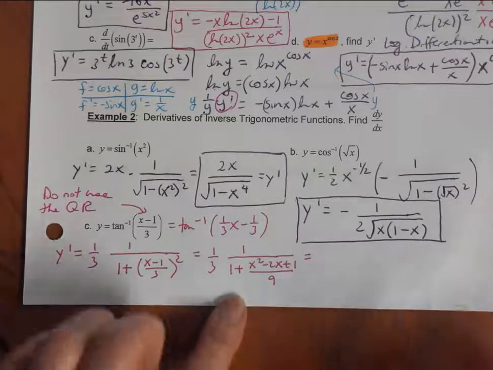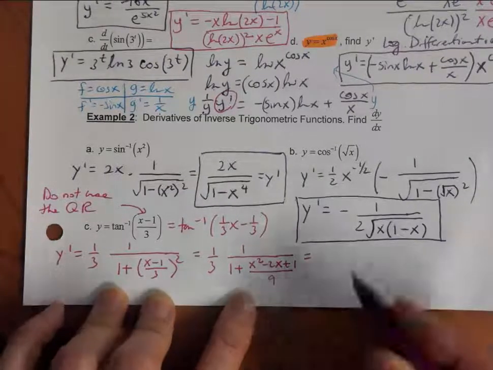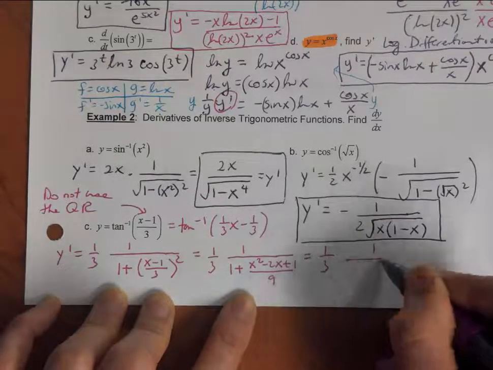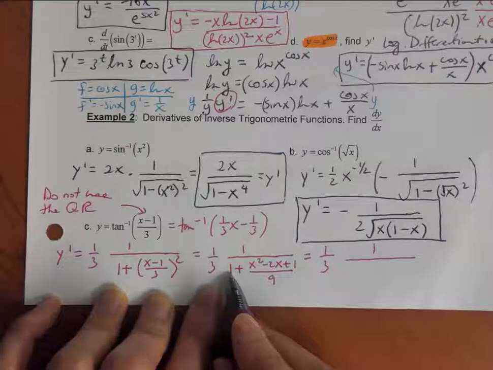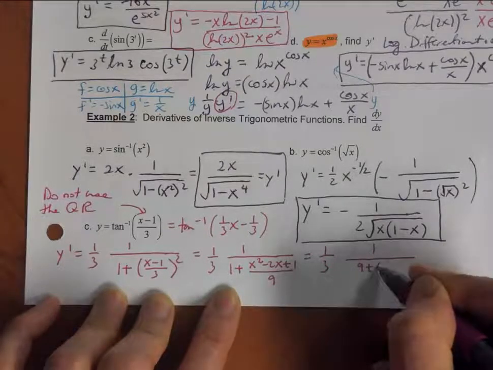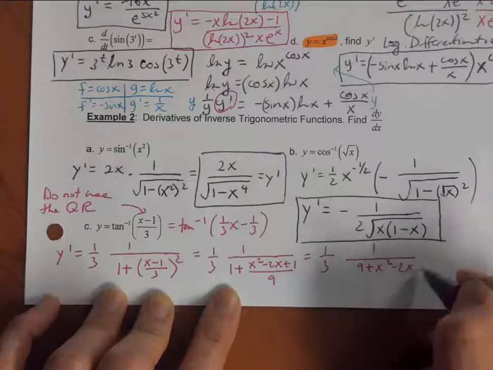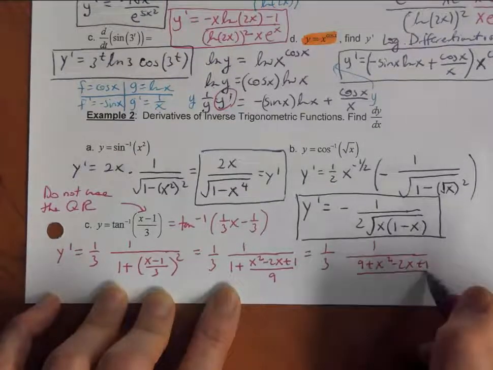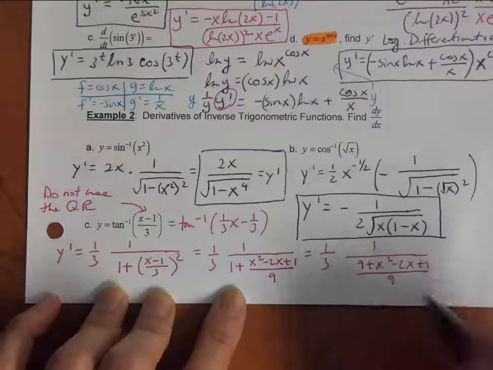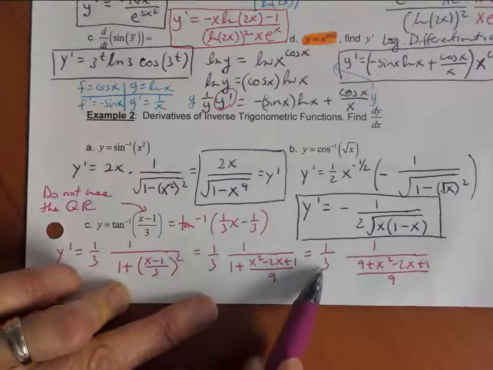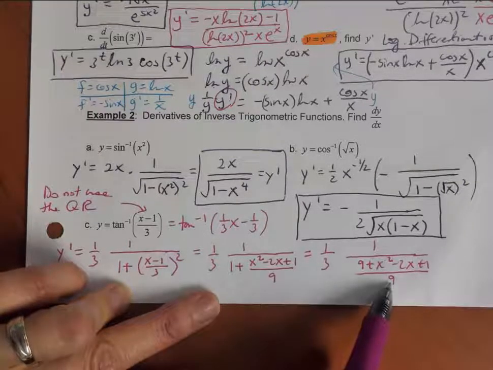Okay, and then combining 1 and this, I have to get a common denominator. So that'll give me 1/3, 1 over, and I need a 9 here, so it'll be 9 over 9. Then it'll become 9 plus x squared minus 2x plus 1 in the numerator of the denominator, and in the denominator of the denominator, it'll just be a 9. And I could probably simplify this part right here. What is a third and then this combined with this 9?